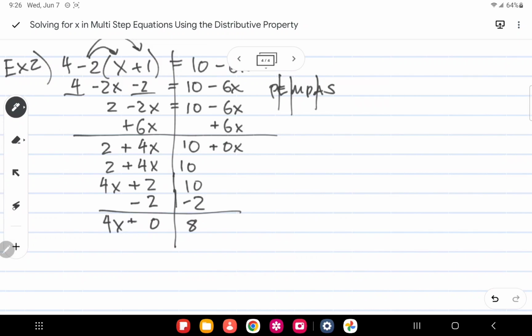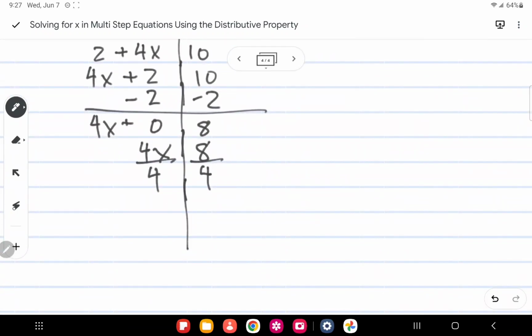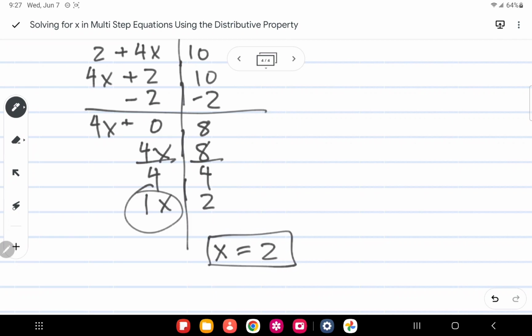And we just bring down the 4x. Now the 0 disappears, so we're just left with 4x. On the right side, we're left with 8. The next operation that's being done to x is being multiplied by 4. The opposite of multiplication is division, so we will divide this by 4 and the other side by 4 as well. 4 divided by 4, that's just 1, so it's just 1x. 8 divided by 4, that is 2. And now x is by itself, therefore you can just write it as x equals 2.